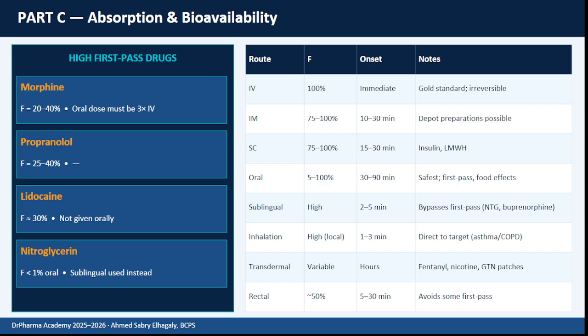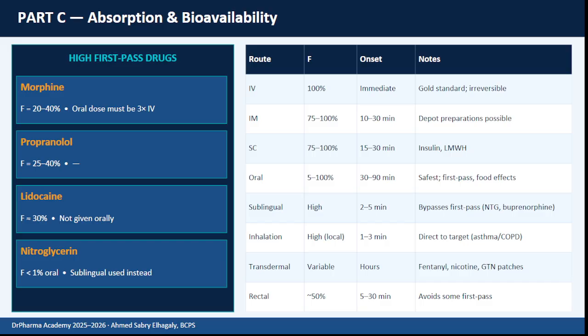For example, morphine. If I give morphine orally for pain management, I will get only 20 to 40% of the medication absorbed. So the oral dose to give me the effect must be double or triple the IV dose. And this information is for the pharmacist only. When I see an order of morphine with the same dose as IV, I will call the physician: doctor, please note that the bioavailability of morphine is 20 to 40%, so your oral dose should be 2 to 3 times the IV dose if you want the same effect. See how you can use your knowledge in practice.